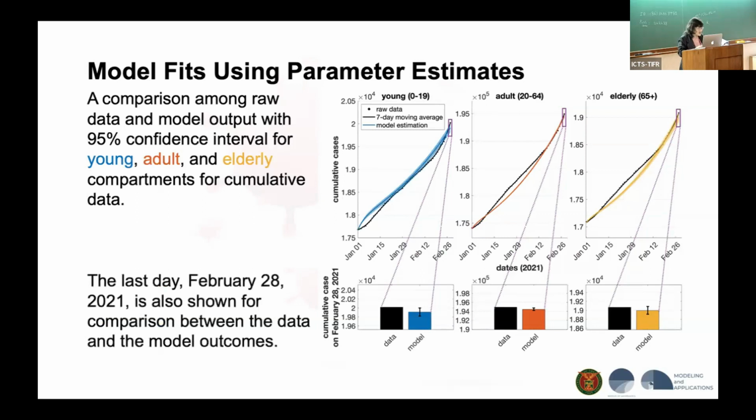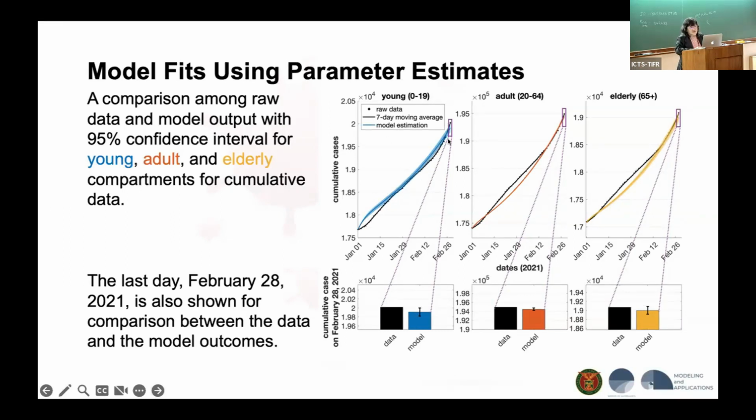Here, in this picture, we show a comparison between the raw data and the model output. And the model here is using the estimated parameters. So here, the black dots are the raw data. And then the black line is the 7-day moving average. And the model estimations, the 1,000 of them, is the blue one. This is for the young population.